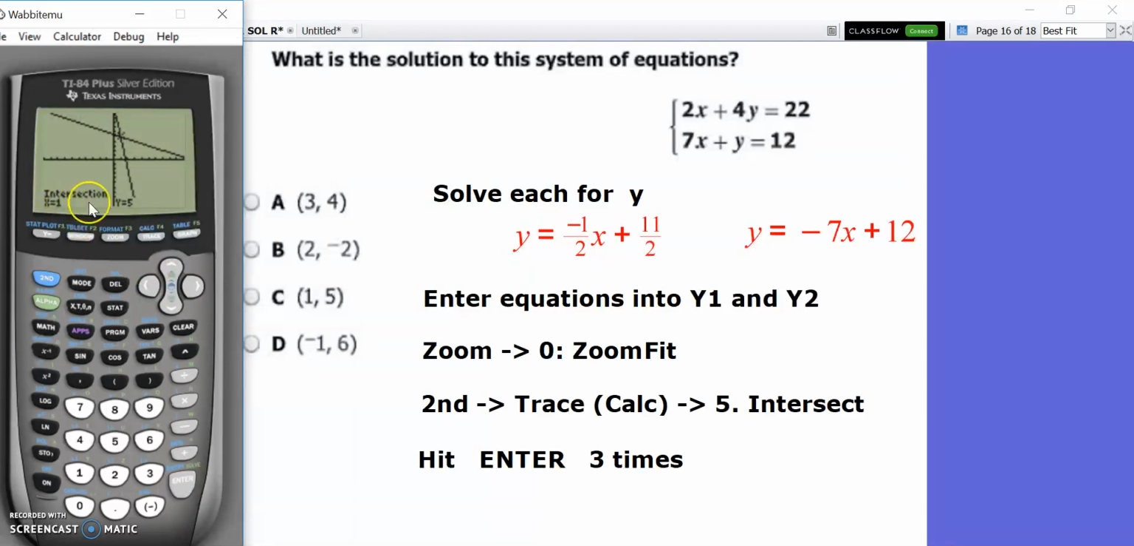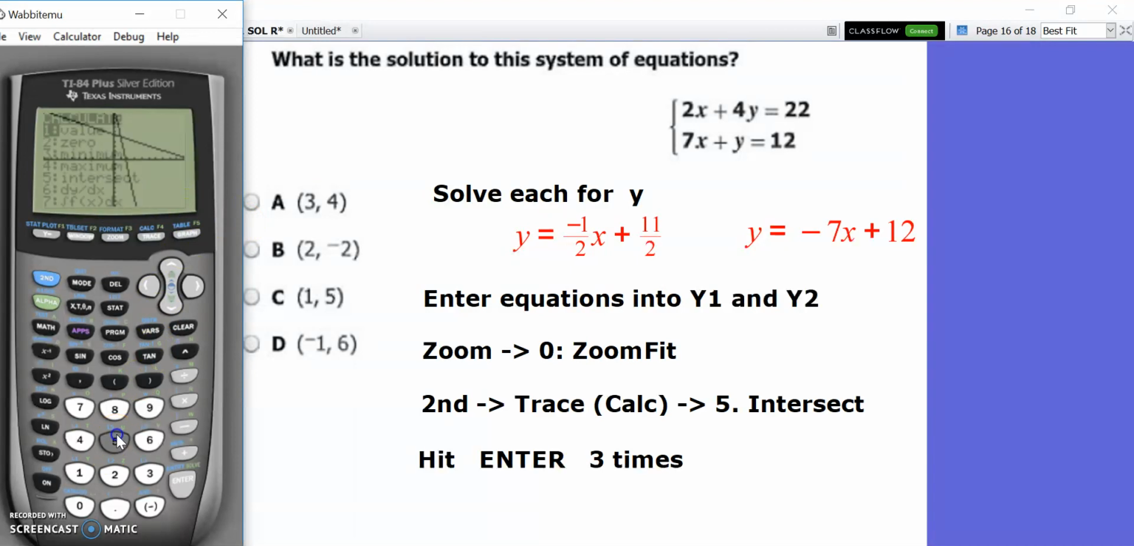The answer is going to be 1, 5, which is answer choice C. So again, to do this, you have to set them both equal to y to put them in the calculator, because the calculator only graphs in function form. Put it in y equals. Make sure both of these equal signs are highlighted, which means it's going to graph both. You're going to click graph or zoom 6 or zoom 0 for zoom fit. Then you go to second, trace to go to calculate, and the answer is going to be where they intersect, so you need to know that.